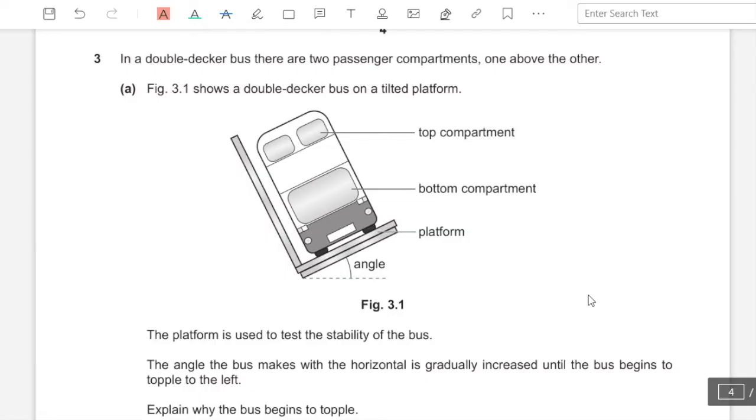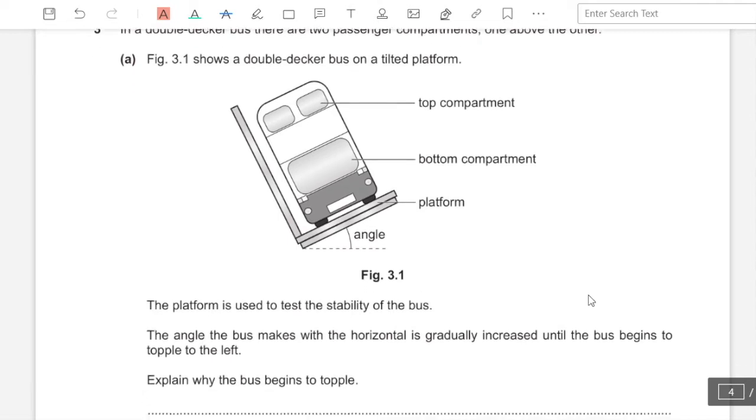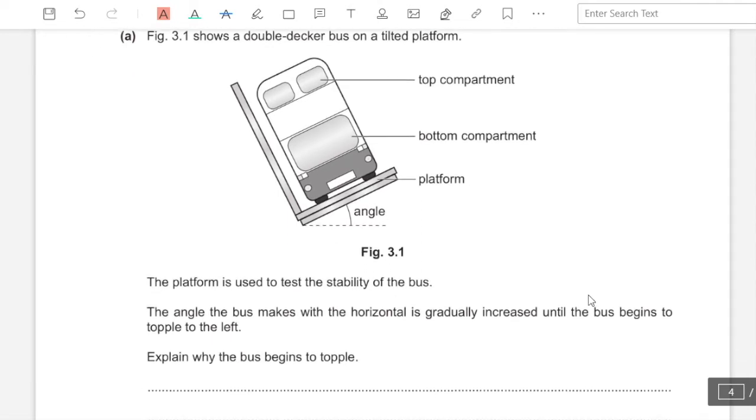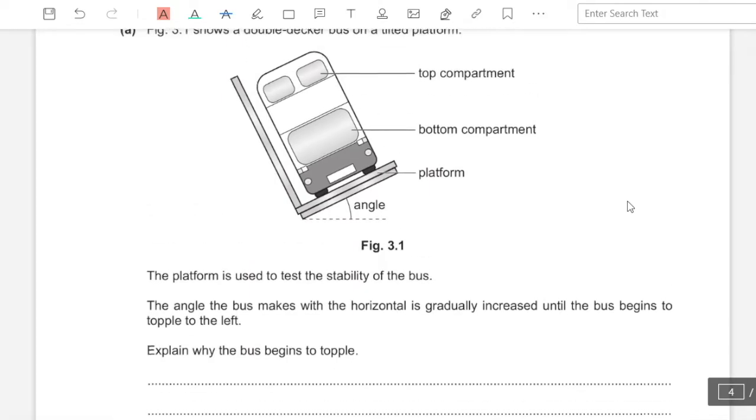3. In a double-decker bus, there are two passenger compartments, one above the other. A. Figure 3.1 shows a double-decker bus on a tilted platform. The platform is used to test the stability of the bus. The angle the bus makes with the horizontal is gradually increased until the bus begins to topple to the left. Explain why the bus begins to topple.